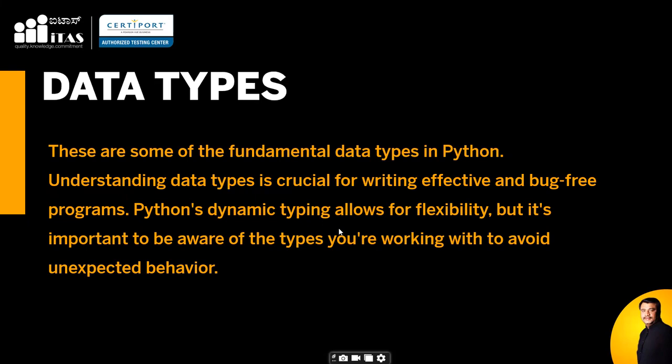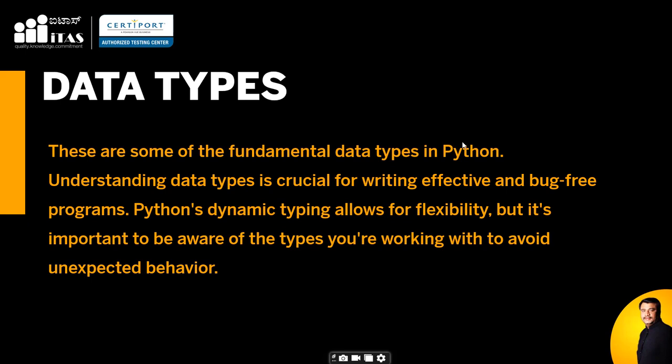These are some of the fundamental data types in Python. Understanding data types is crucial for writing effective and bug-free programs. Python's dynamic typing gives you flexibility. You can read that, I'll send you this PPT. It is saying just simple. So these are the fundamental data types we have in Python. You have to understand it very clearly. And Python is dynamic. That means it will assign the data type automatically.